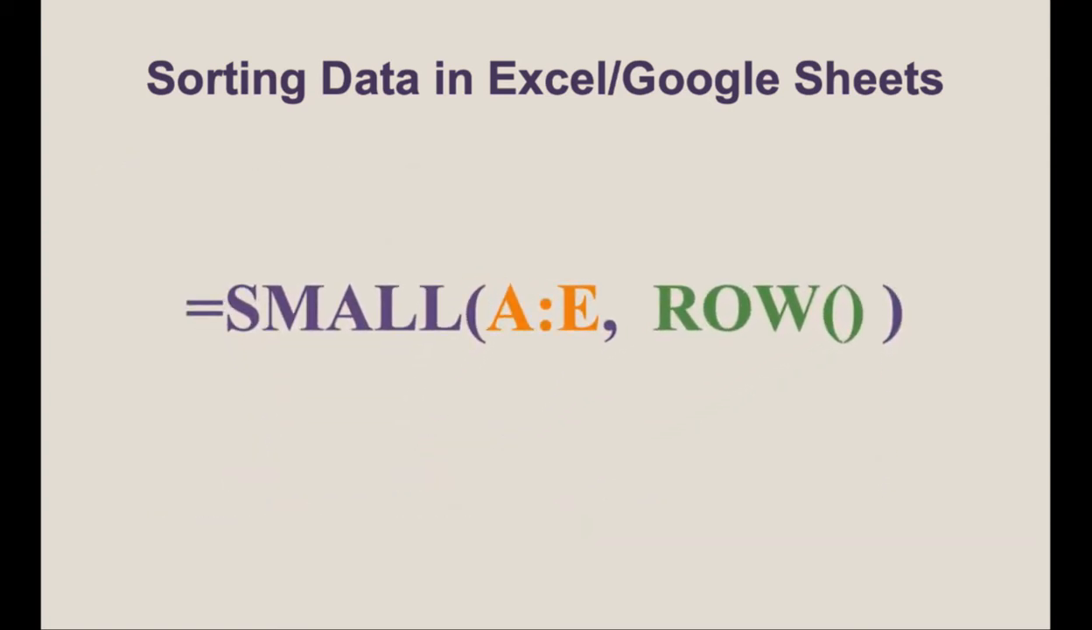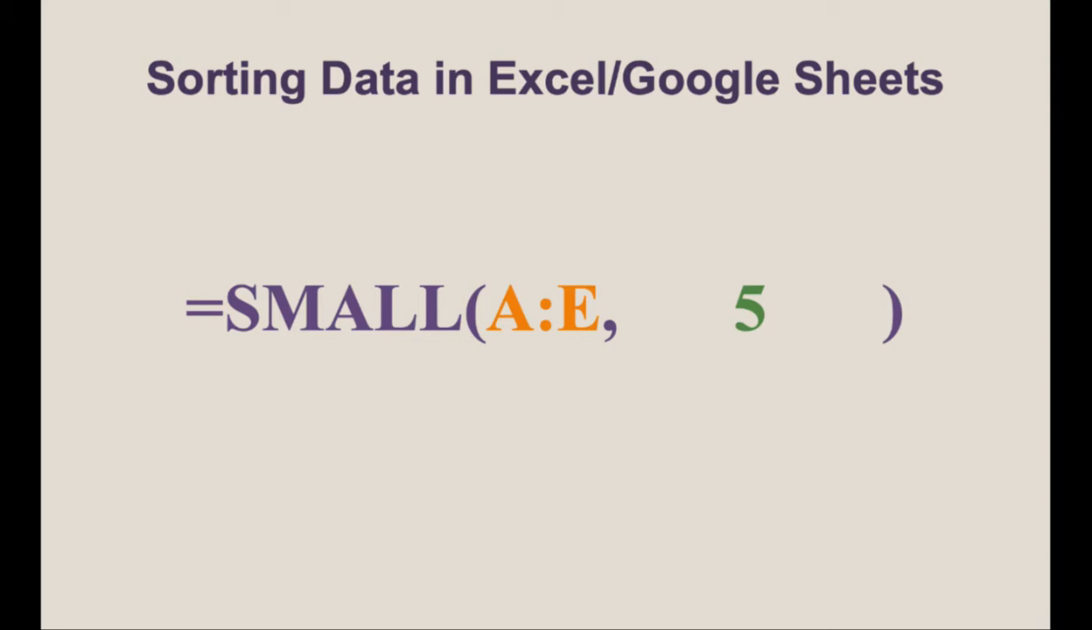The first argument is the array or location of the data. In this case, we are telling the function that our data is in columns A through E. The second argument asks for the ranking for the number in which we are interested. Had we entered the function equals small, open paren, A:E, comma, 1, this would return the smallest value in the data set, the minimum of the data set, if you will. Likewise, equals small A:E, 2 would get the second smallest number in the data set. Small A:E, 5 would give the fifth smallest number.